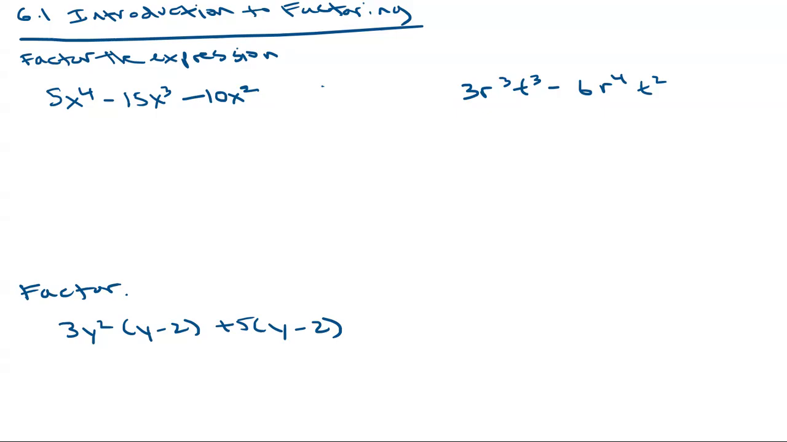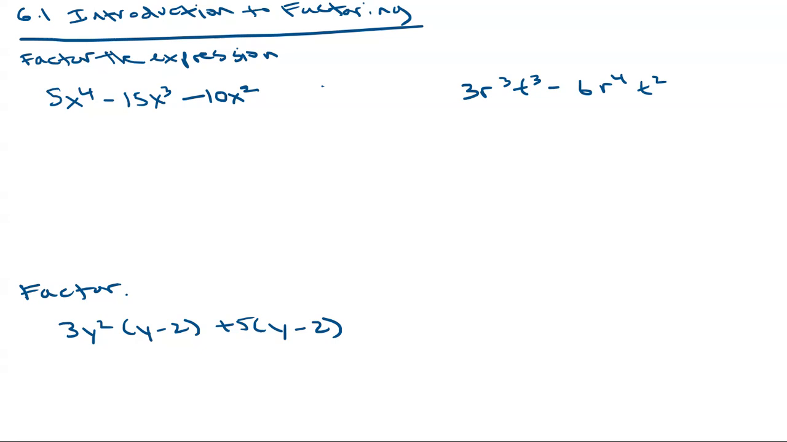All right. So in this section, this is introduction to factoring. The first part of this is they want us to factor the expression. Basically, we need to find the greatest common factor and then factor that out. And then the second part of this is they want us to factor.